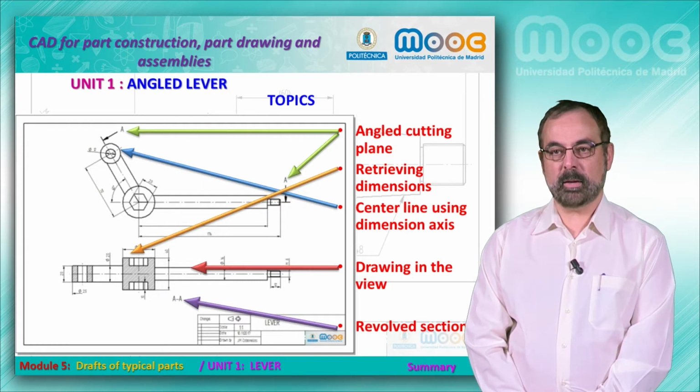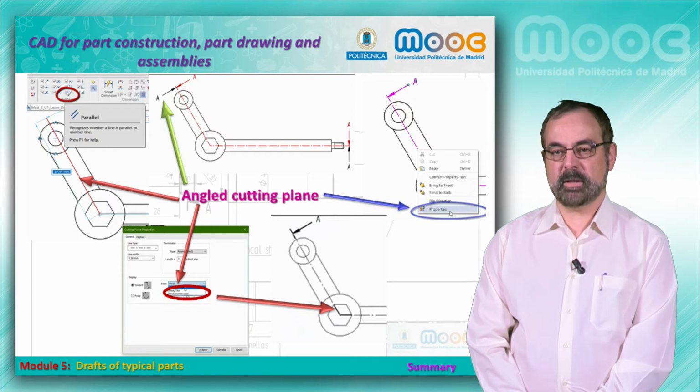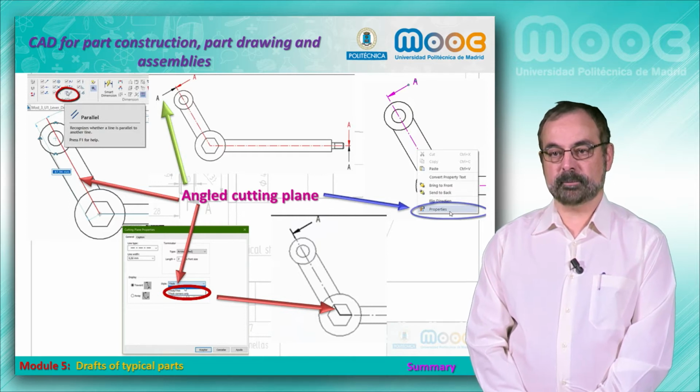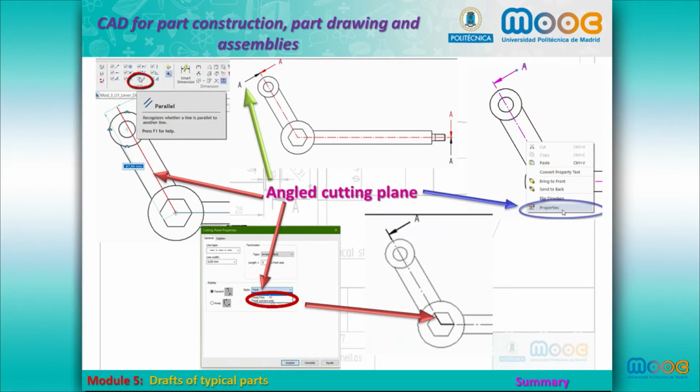In Unit 1, the angle lever, first we established an angle cutting plane that allows us to obtain, for this kind of part configuration, a comfortable section. We had to use the parallel alignment, and we edited the cutting line to obtain a representation thick at the ends and corners, and thin with a center line in the middle of the cutting line.